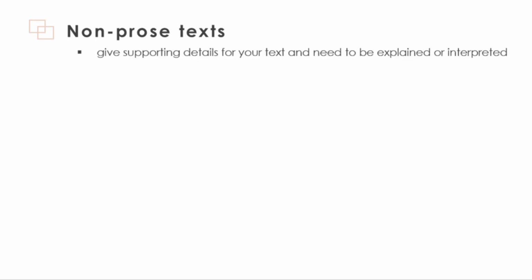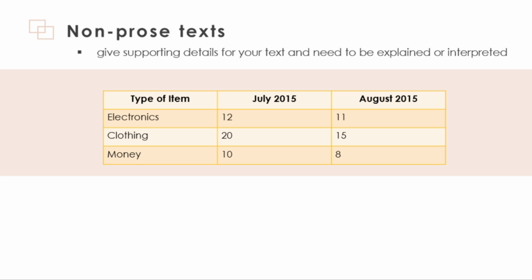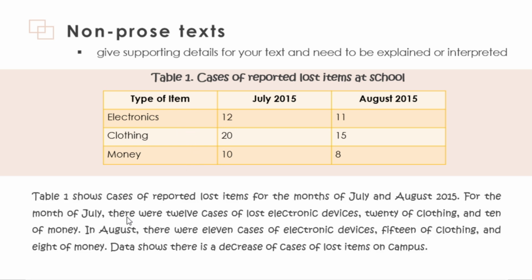And last, we have the non-prose text. Non-prose text gives supporting details for your text and needs to be explained or interpreted. This is the table for cases of reported lost items at school. In this part, we have the different types of items: electronics, clothing, and money. Table 1 shows cases of reported lost items for the months of July and August 2015. For July, there were 12 cases of lost electronic devices, 20 of clothing, and 10 of money. In August, there were 11 cases of electronic devices, 15 of clothing, and 8 of money. Data shows there is a decrease of cases of lost items on campus.